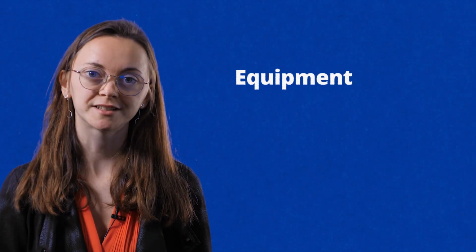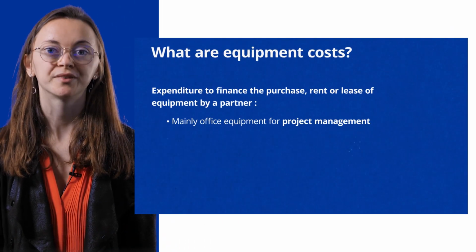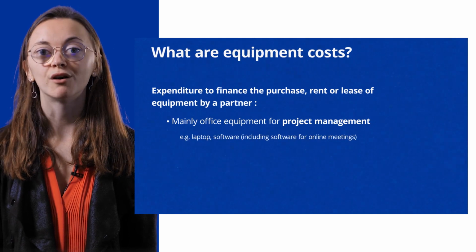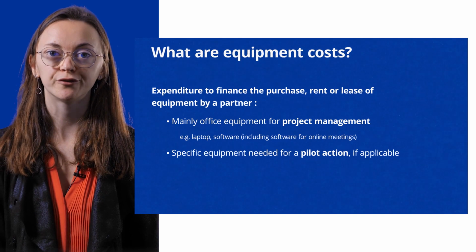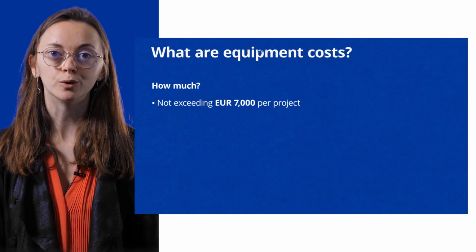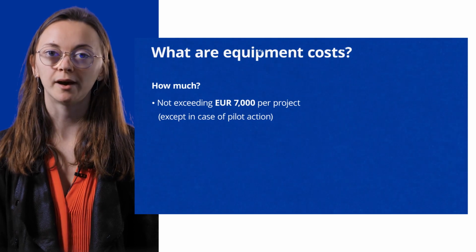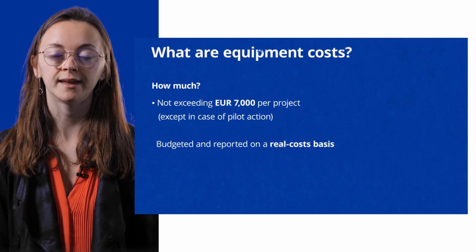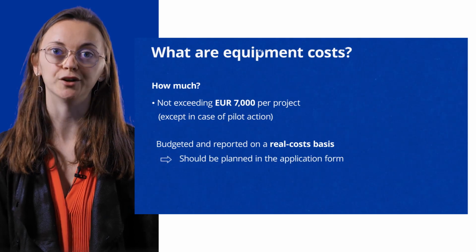Let's move to the next cost category, which is equipment. So it is mainly equipment costs for office equipment. So it can be bought, rented or leased. It can be, for example, a laptop for a partner or some software to organize online meetings. So for the equipment cost, it should not exceed 7,000 euros per project if there is no pilot action. However, if there is a pilot action, then we understand that there can be some more specific equipment needed and the total cost can be higher.